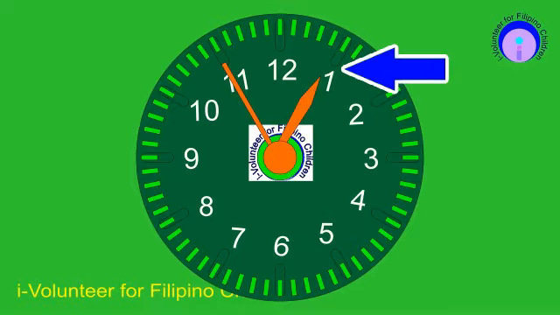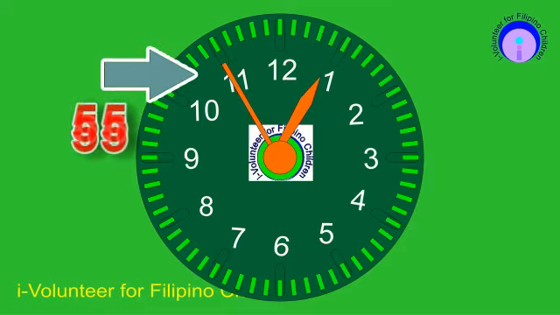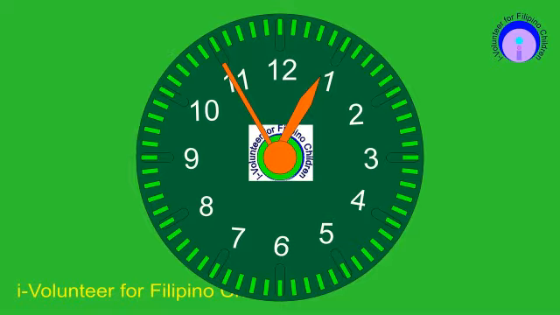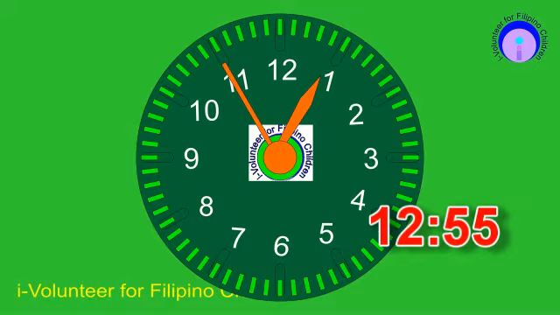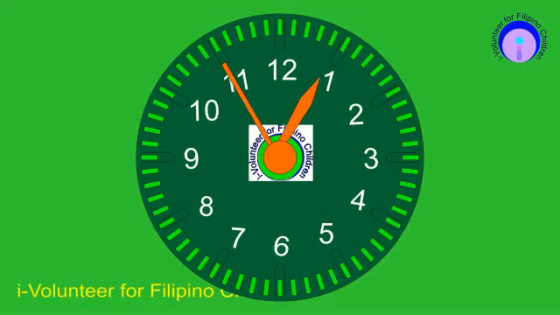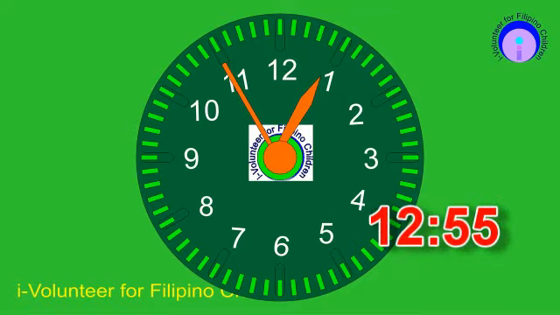Let's take a look at this example. The hour hand points between 12 and 1. Malapit na sa 1 pero hindi pa talaga siya 1. Therefore, the hour is 12, while the minute hand points to 11 or 55 minutes. Now, can you tell me what time is it? The time is 12:55, or it can also be read as 5 minutes before 1.